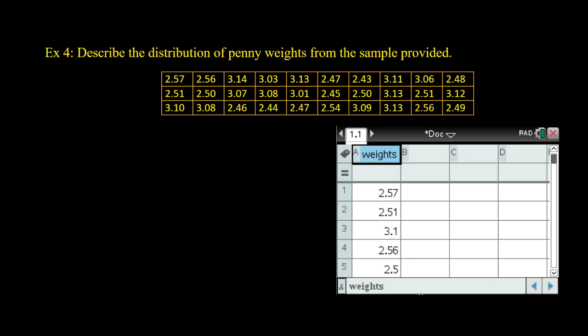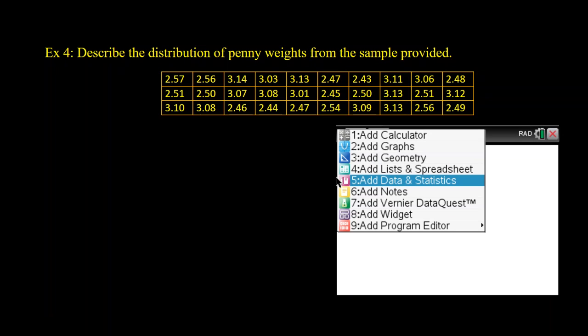Make sure we put all those in there, the 2.57, 2.51, 3.10. I went down each column. And we're going to fill in all 30 of these data points. Then I'm going to hit Control Document to do a new page. And I want a Data and Statistics page now.